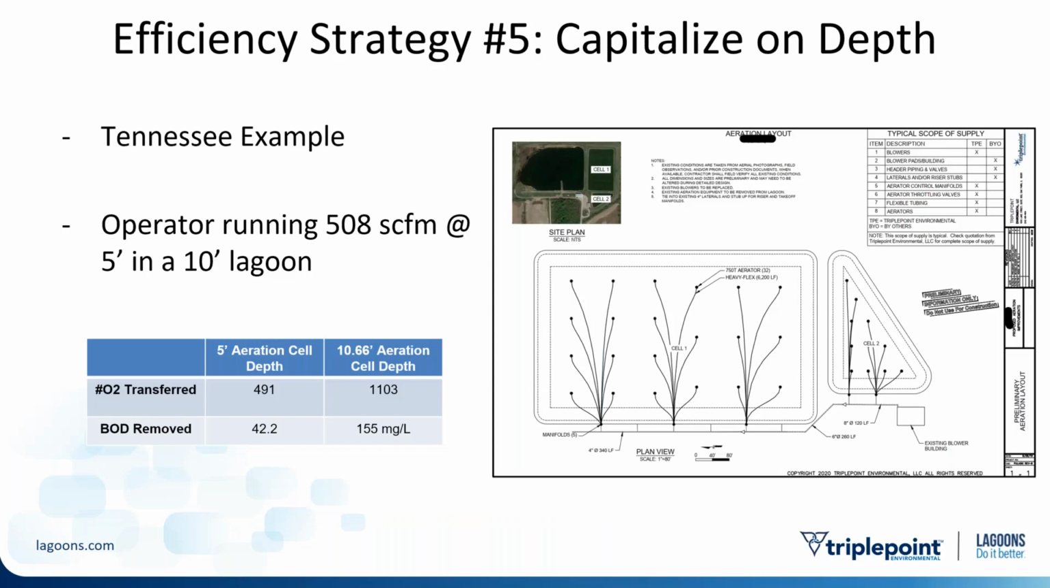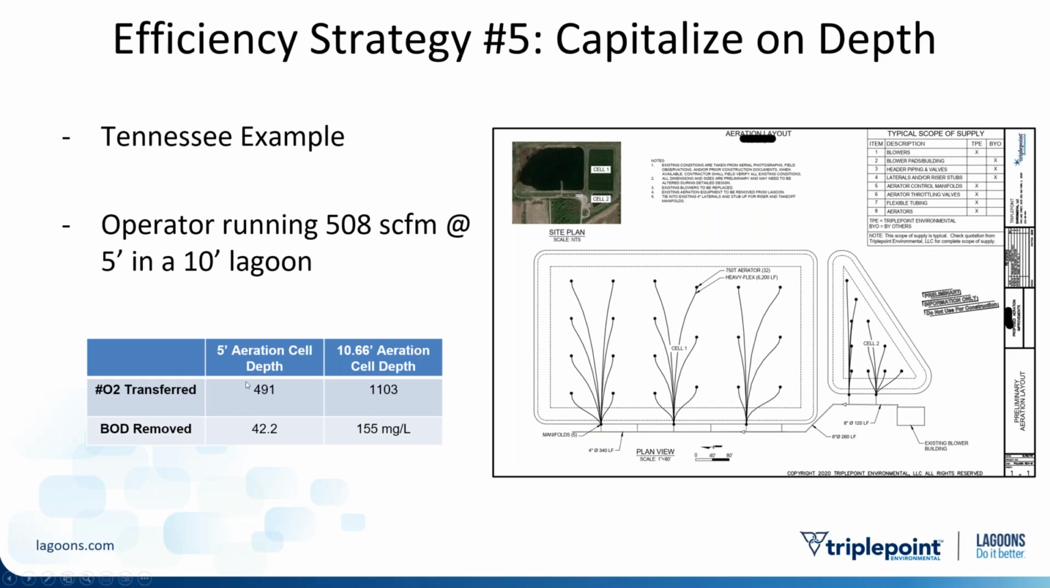Another strategy, if you're an operator, if you have the ability to adjust depth, is to know how depth impacts your system. Use an example of a customer I was working with in Tennessee. They had 508 SCFM in a lagoon system, and its max was 10 feet deep, but he was running it at 5. And his logic was, I don't really have a reason to run it at 10. It's working just fine at 5 feet deep. Why do I need to go to 10? The difference is you're already paying to produce that 508 SCFM. You're putting it out there anyways. You're cutting in half the amount of time it's hanging out in the water.